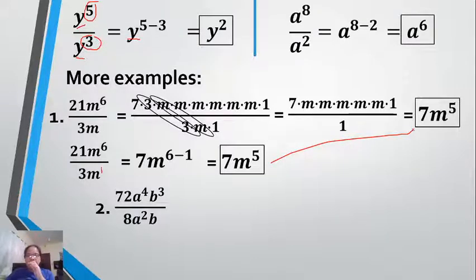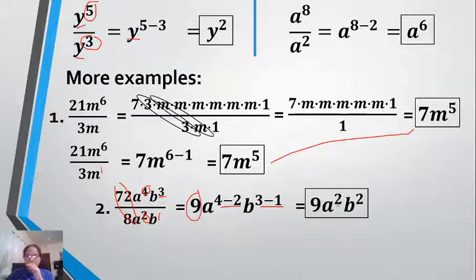72a to the 4th b cubed divided by 8a squared b. So how did we simplify it? Or how did we get the quotient? Simply divide the numerical coefficients. 72 divided by 8 will give us 9 in here. And then subtract the exponents of a, 4 minus 2. And then 3 minus 1, there's an invisible 1 as an exponent of b. So simplifying it further, 4 minus 2 will give us 2 in here. And then 3 minus 1 will give us 2. So the answer is 9a squared b squared.